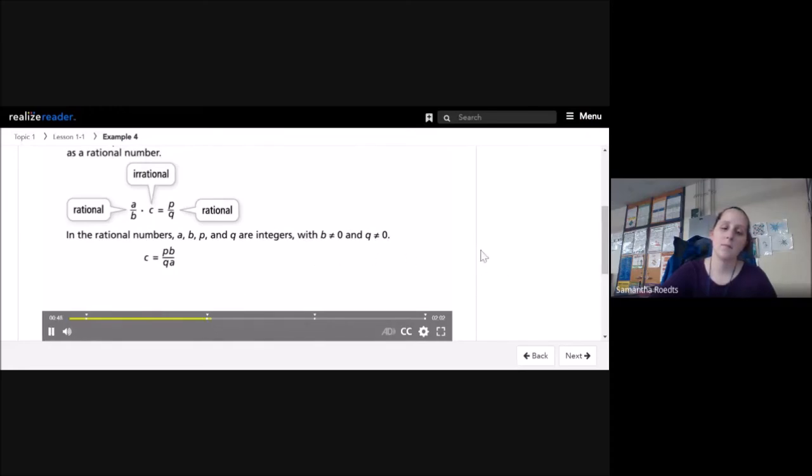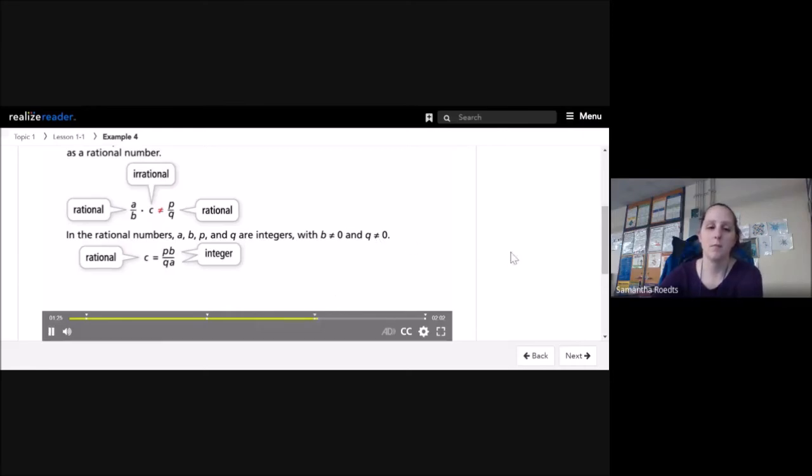P, B, Q, and A are integers. The product of two integers is an integer. So P times B is an integer and Q times A is an integer. Because P times B is an integer and Q times A is an integer, C is the ratio of two integers. So C is a rational number. Since we started with C as an irrational number, now C is both rational and irrational. So the assumption that you can write A divided by B times C as P divided by Q at all is wrong.